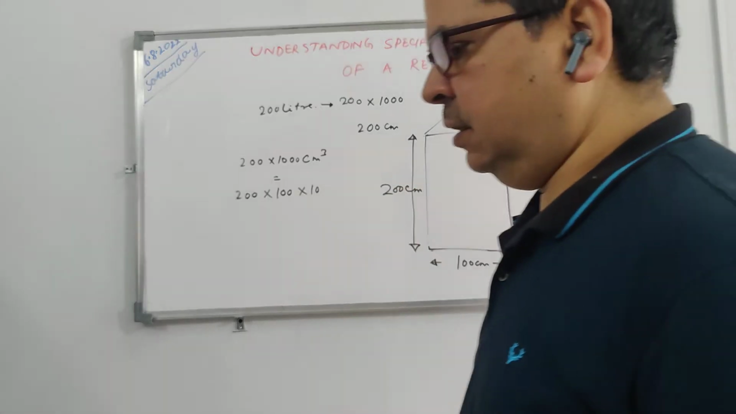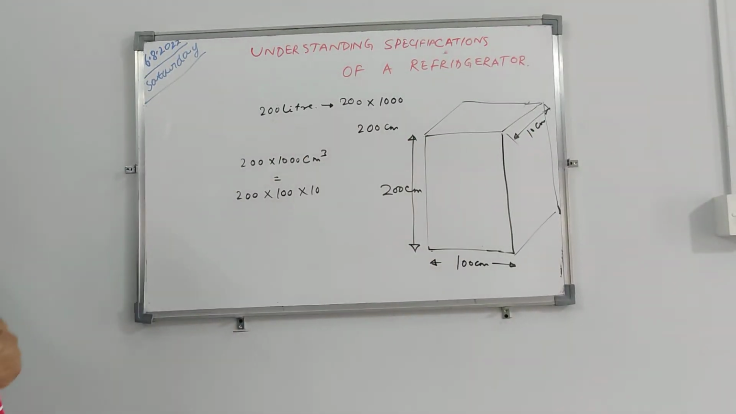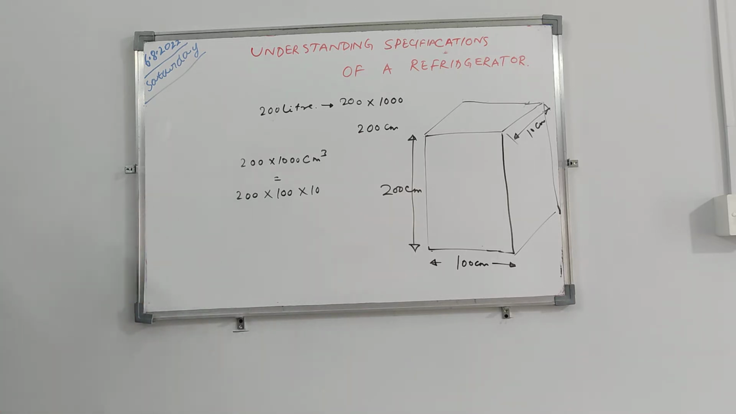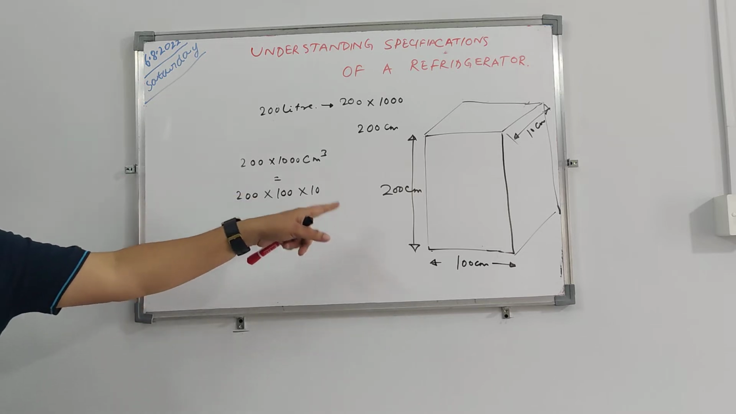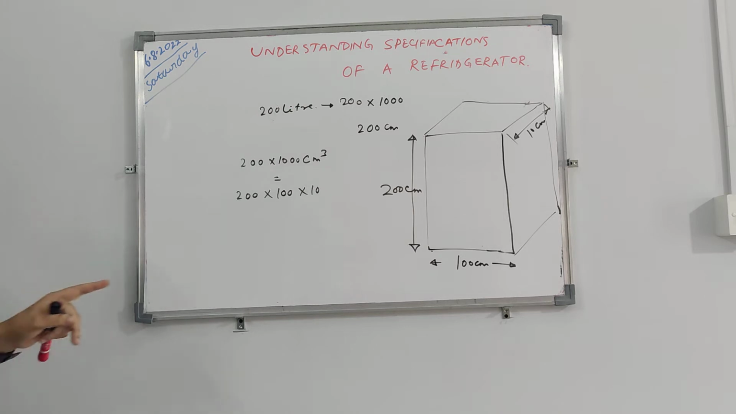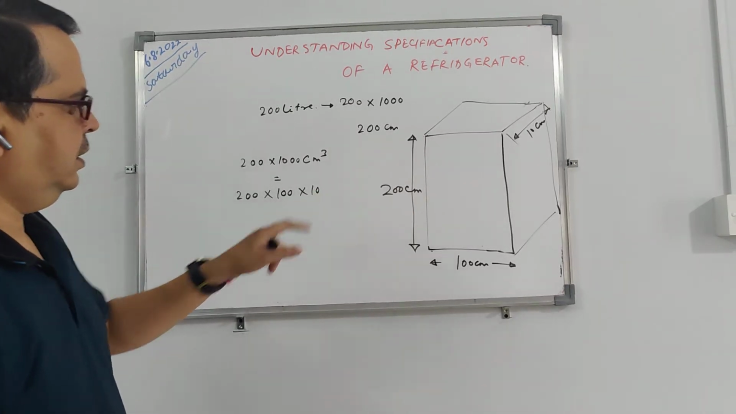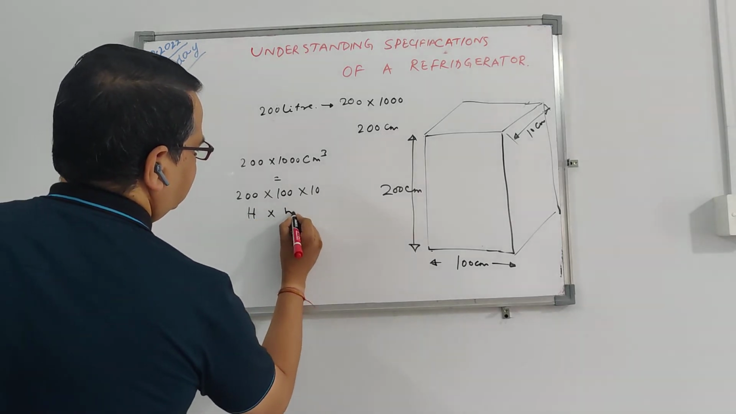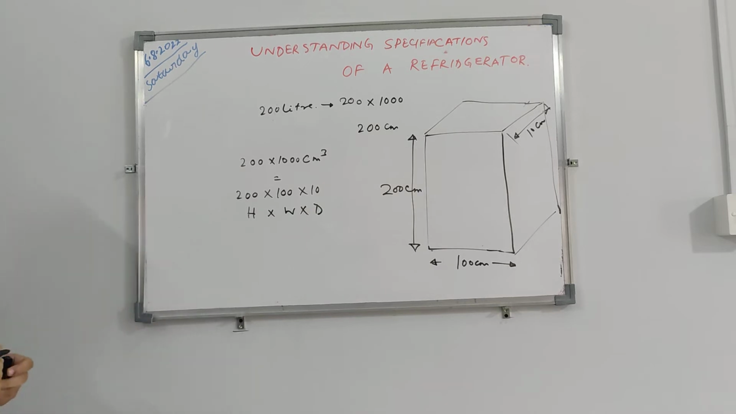When you say that my fridge is 200 liter, it means that the enclosed volume that can be cooled using the refrigerator is 200 liter or 200,000 cc. So this is your dimension: this is your height, this is your width, and this is your depth. That's what you understand by one specification of a refrigerator.